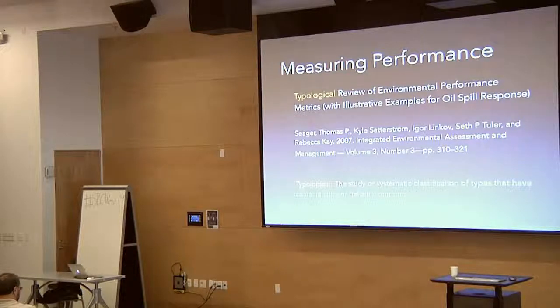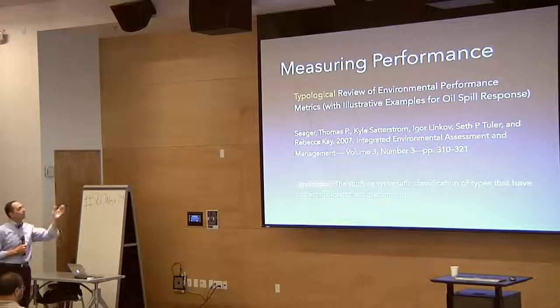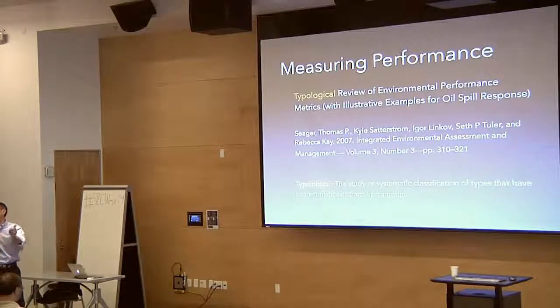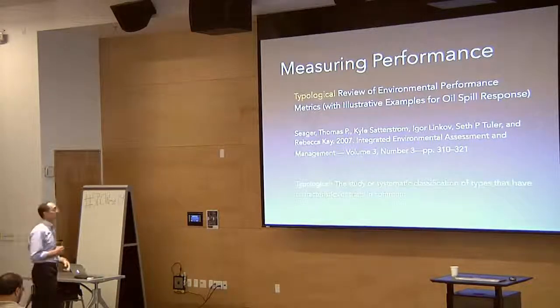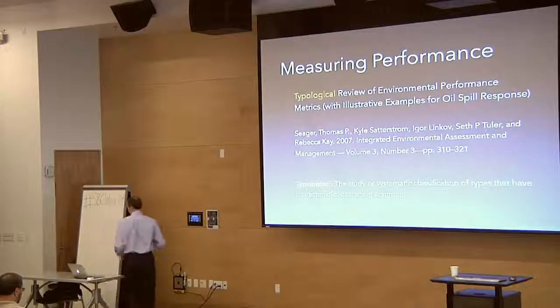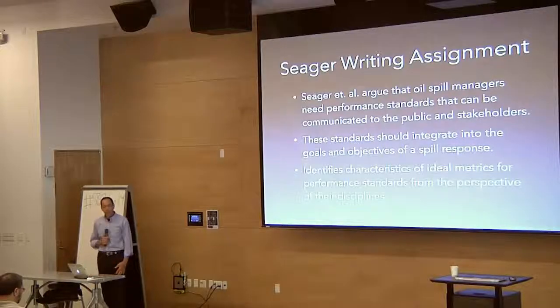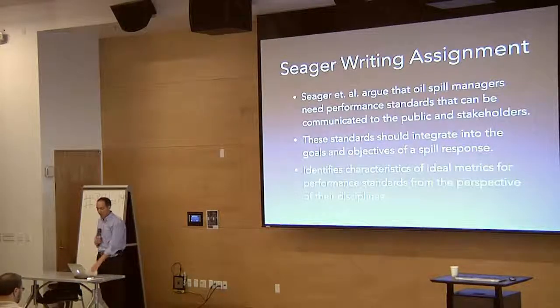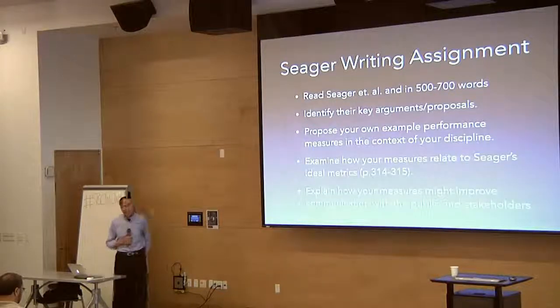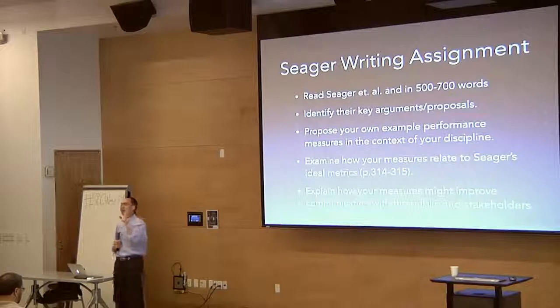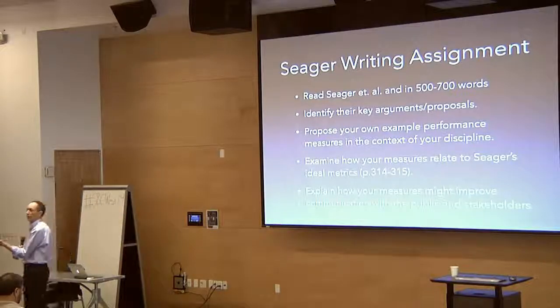This is a particular paper about how do you build performance metrics? How do you know whether or not your response to a spill is a good response or a bad response? And I had to explain topological here. So this is the assignment. A little bit about the paper, what are ideal metrics? And then this is what they have to do. They have to try and understand if they understand the article.